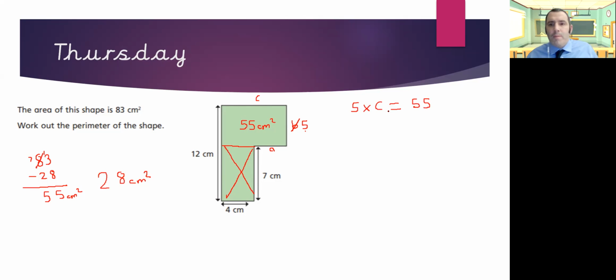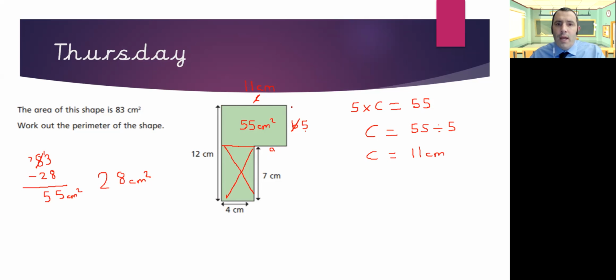So what I need to do, I need to divide 55 by 5. So 55 divided by 5, C is 11 centimeters. So I can now take this off and I can write down with confidence that that is 11 centimeters.